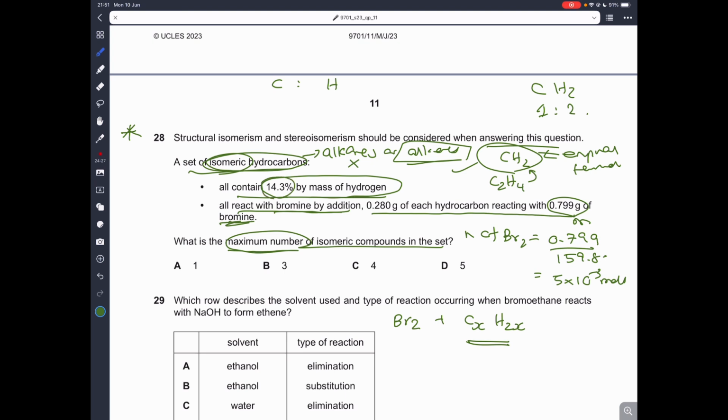So if there is 14.3% by mass of hydrogen, from 100%, how many are there of carbon? So we just minus 14.3. This is going to give us 85.7%. So there's going to be 85.7 grams of carbon and 14.3 grams of hydrogen. Then we can divide by 12 for carbon, the Ar, and by 1 for hydrogen, to find the moles. So this is going to give us 7.14 and 14.3.